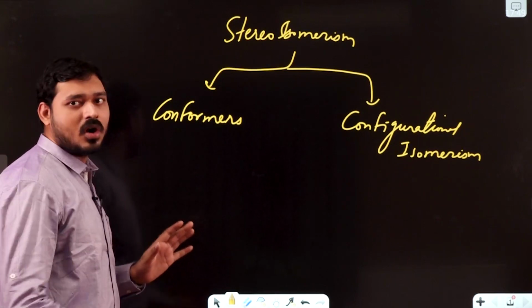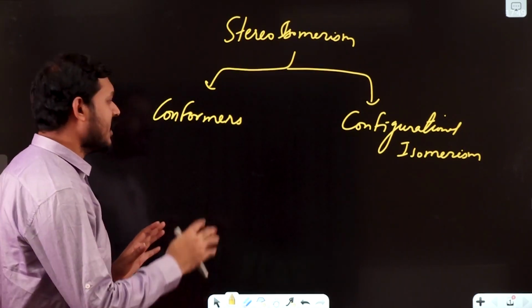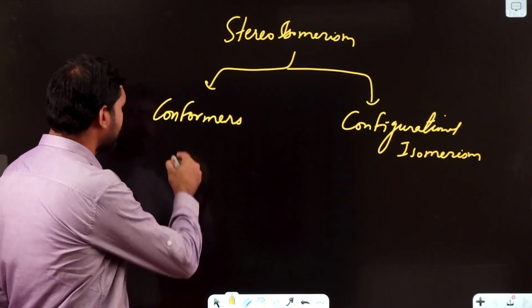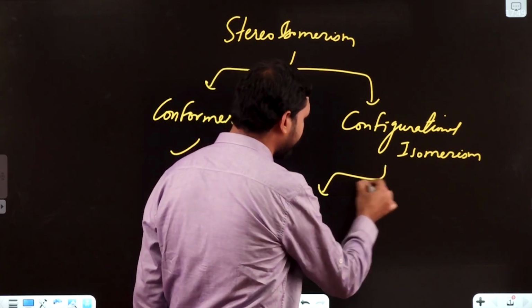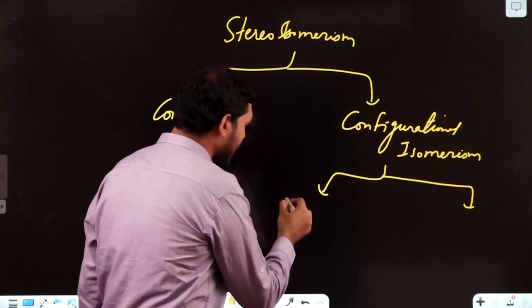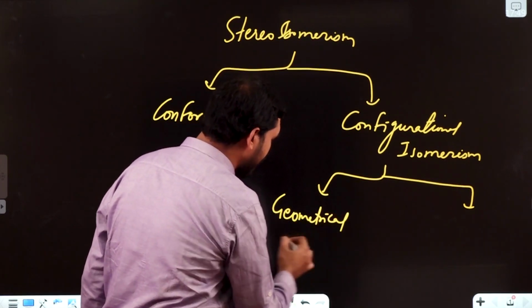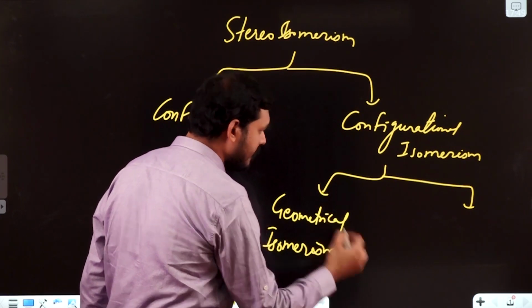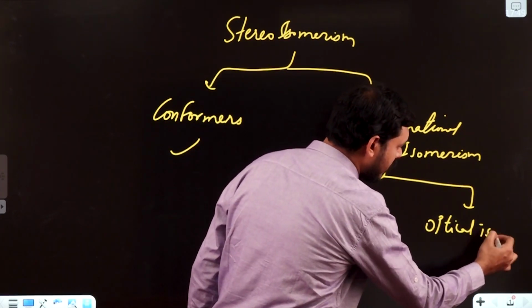Or in case of rings, we have studied chair conformers and all these things. So it is done. Now, configurational isomerism is further divided into geometrical isomerism and optical isomerism.